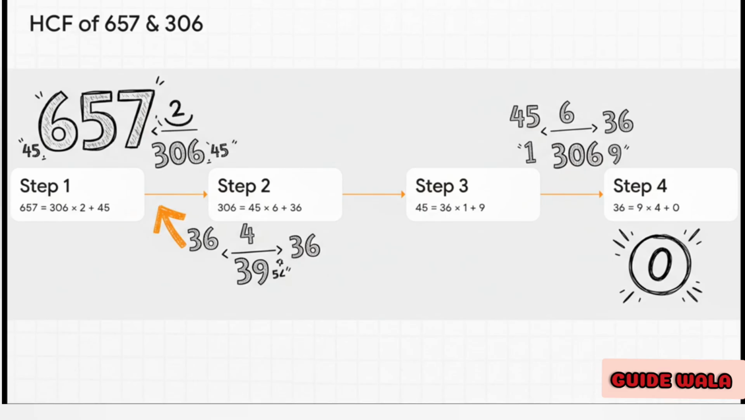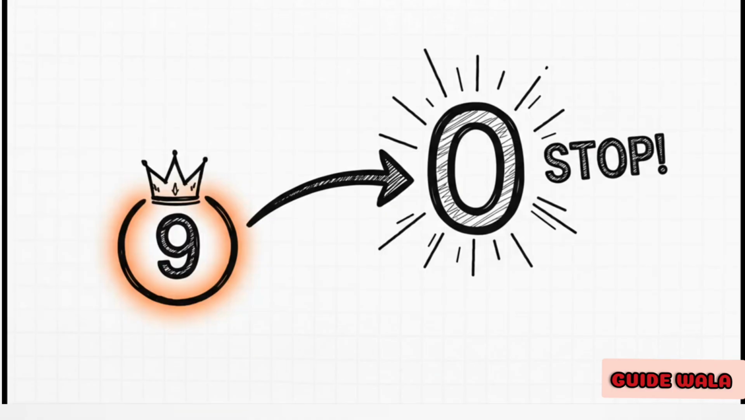In step 1, we divide 657 by 306, and we get a remainder of 45. Now here's the trick. For step 2, that old remainder, 45, becomes our new divisor. We just keep doing this little shuffle until, boom, step 4, we hit a remainder of 0. And that's the magic moment. The second you hit a 0 remainder, you stop. The HCF is simply the last number you divided by. In this case, it's 9. See? Not so bad, right?